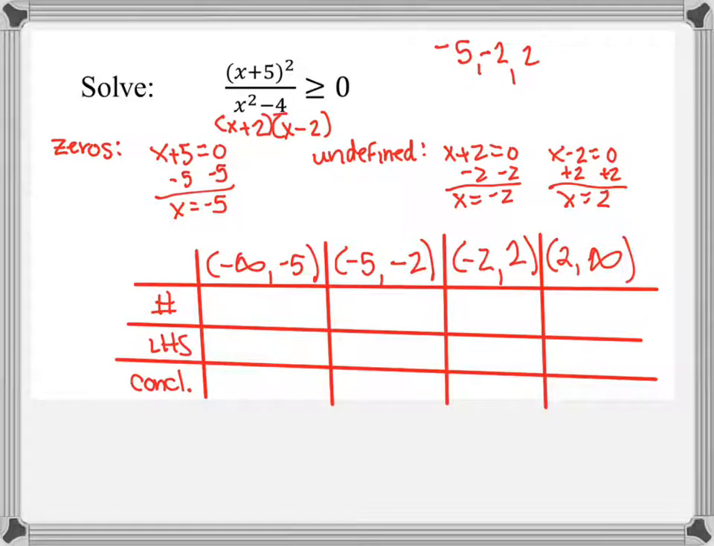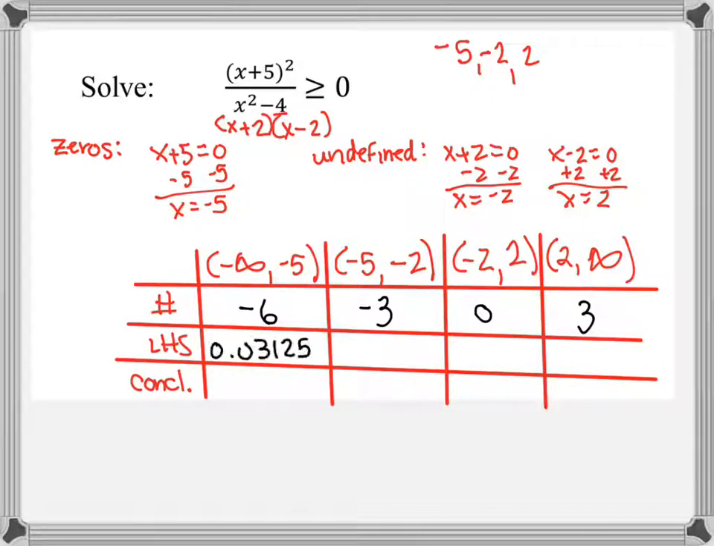Okay, in my first interval, I'm going to choose −6. Again, you can choose any number in the interval. What we're interested in is whether using that number, the left-hand side evaluates to a positive number or a negative number. My second interval, I will choose −3. I'll choose 0 in my third interval, and I will choose 3 in my fourth interval.